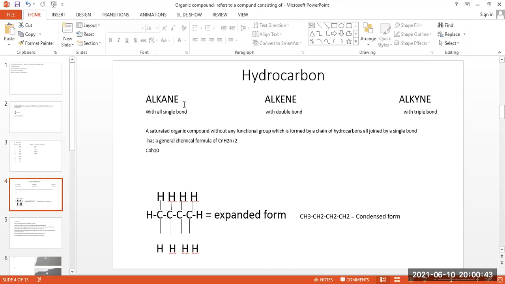Hydrocarbons have types: alkane with all single bonds, alkene with a double bond, alkyne with a triple bond. An alkane is a saturated organic compound without any functional group, formed by a chain of hydrocarbon all joined by single bonds. The general formula is CnH2n+2. See example C4H10. This is the expanded form and this is the condensed form.